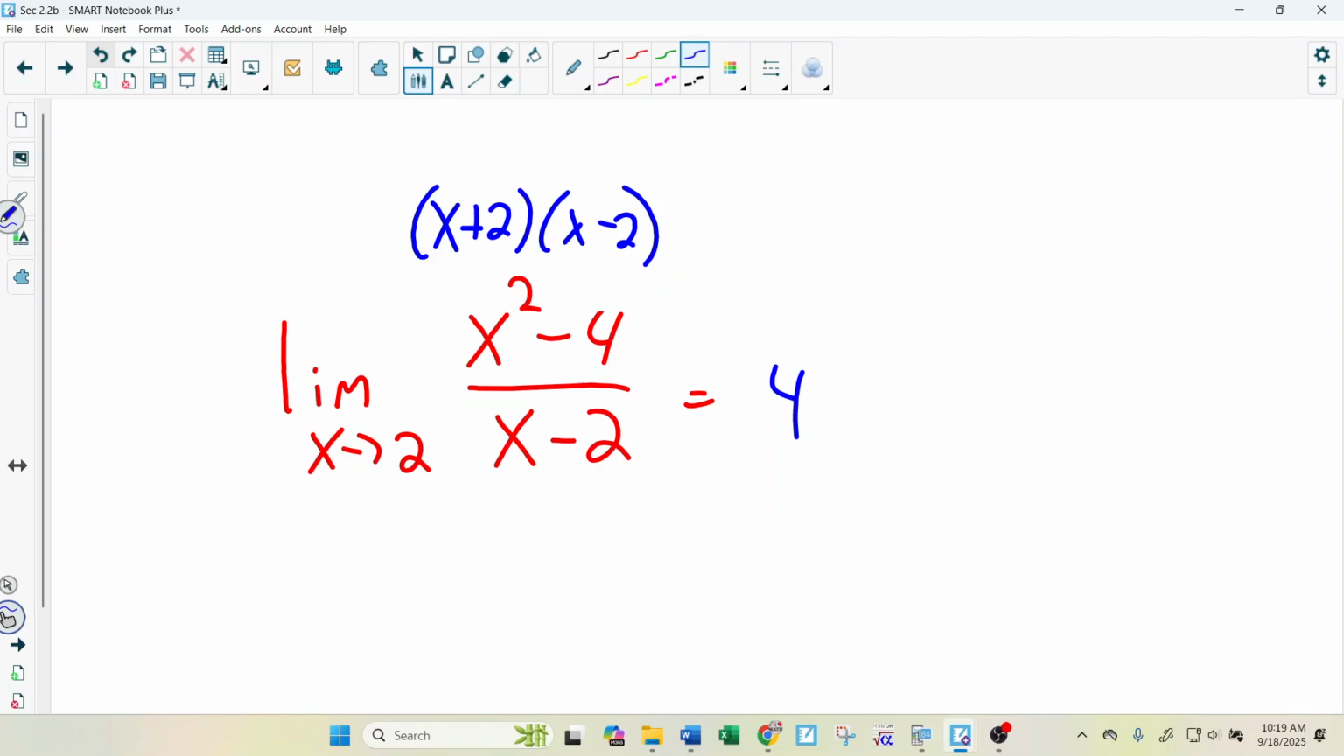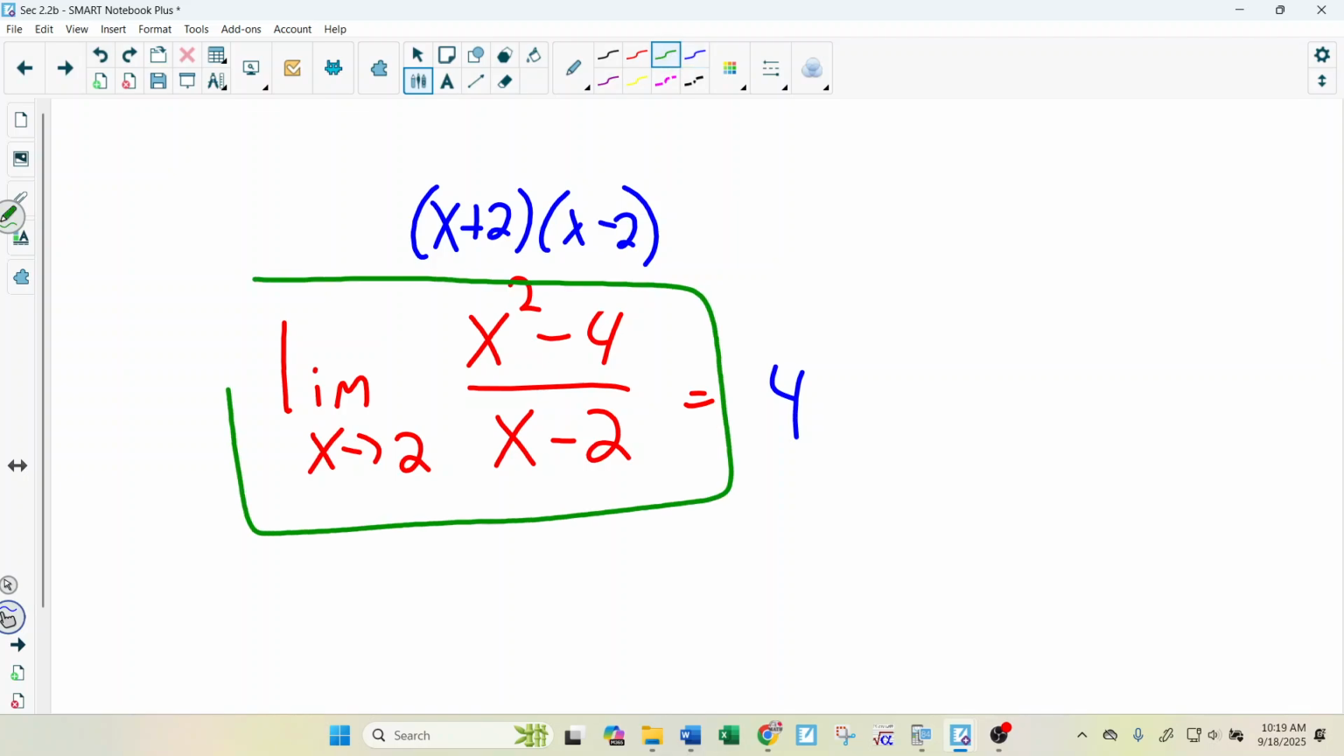But in this fraction, if we just look at this part here, can you put 2 into that fraction? No, because 2 makes it 0 on the bottom. You can't divide by 0. So you can't plug 2 in. It's undefined. However, the idea of a limit is what? As x gets closer and closer to 2, this fraction gets closer and closer to 4. Does that make sense?